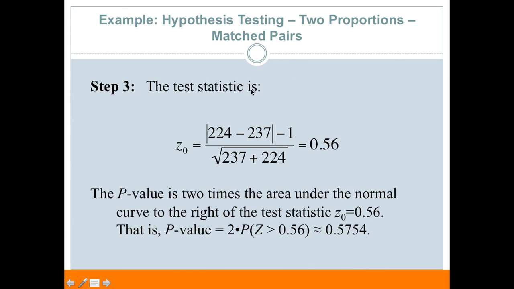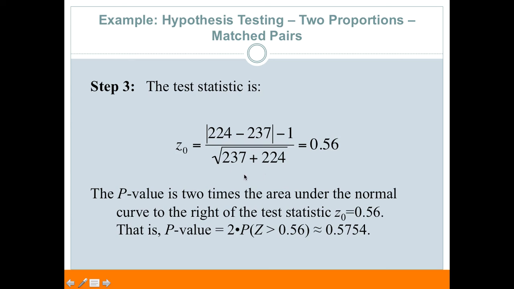Our third step is to calculate our test statistic. So this is a z statistic, and it's found by taking those two mismatched pairs, so the agree, disagree, and the disagree, agree, subtracting them, taking the absolute value, and then subtracting 1 from that. And you'll notice because of the properties of absolute value, it doesn't actually matter which one of these comes first.